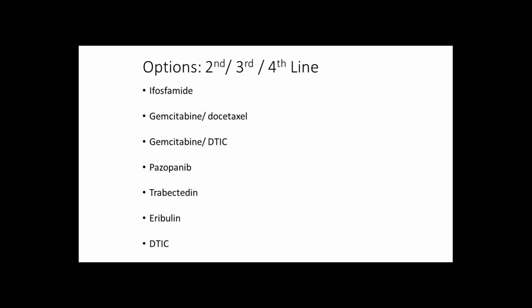Pazopanib has been approved based on a randomized placebo-controlled phase 3 trial. Trabectedin has been approved based on a randomized phase 3 trial in lipo and leiomyosarcoma, randomizing patients to receive either trabectedin or dacarbazine. And similarly, eribulin has been approved in liposarcomas, again based on a randomized phase 3 trial versus dacarbazine. And dacarbazine as a single agent can also sometimes be used.